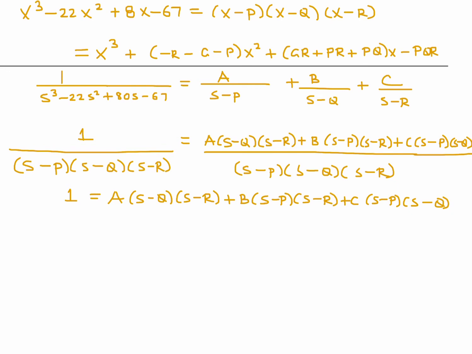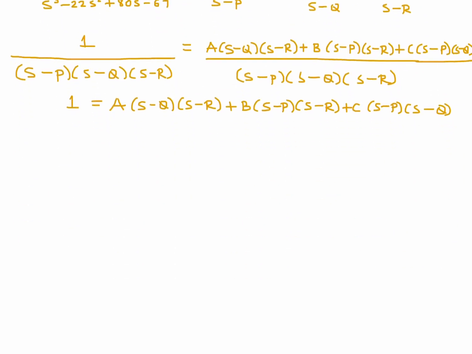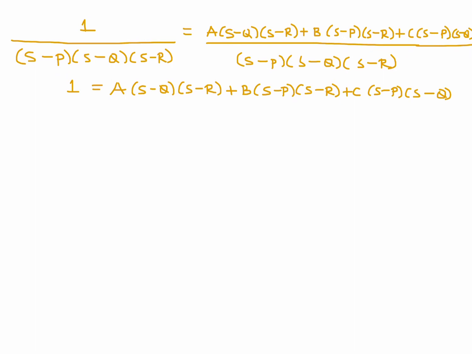Now, since the denominators are gone, that restriction is no longer needed. It was needed here because they were in the denominator. You can't have a 0 in the denominator. But now that the denominators are gone, that restriction is no longer a requirement. So we can let s equal p. And when we do, this basically becomes 1 is equal to a times s minus q times s minus r, because everything else vanishes. So that gives me 1 over a is equal to, and I can substitute my value for s being p minus q, p minus r.